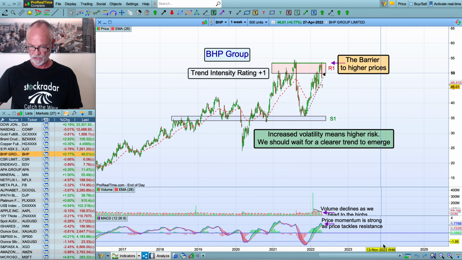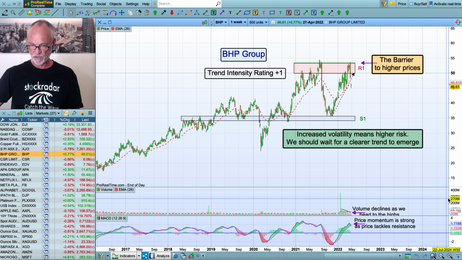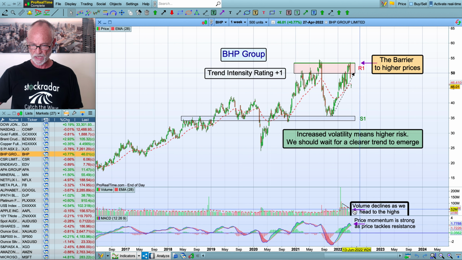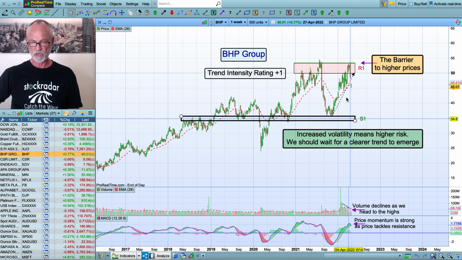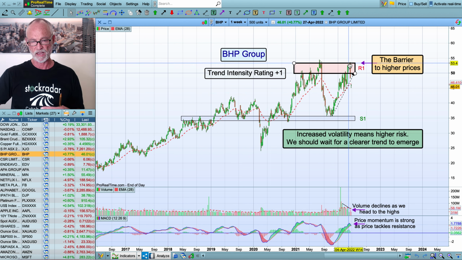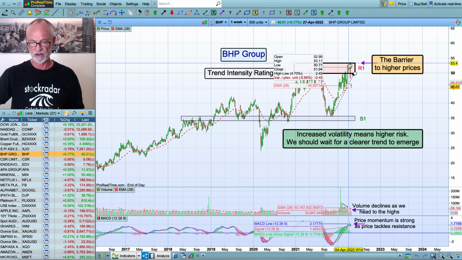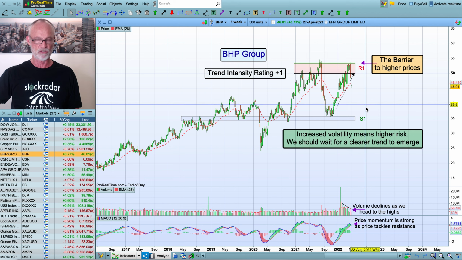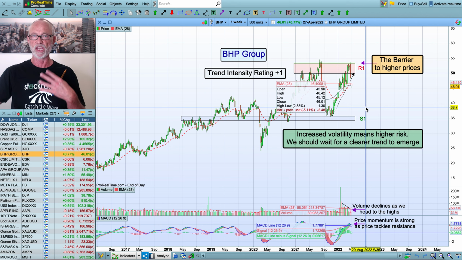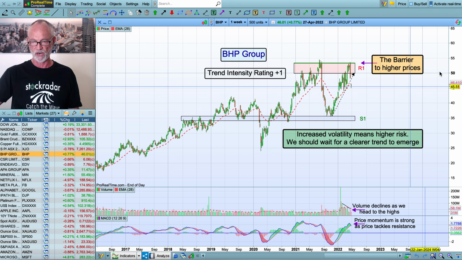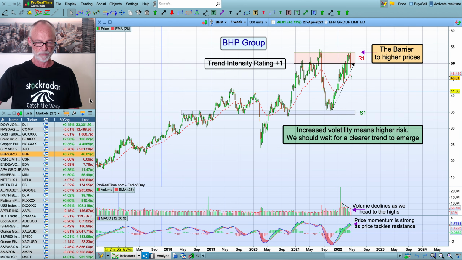So the volume here has been reasonable, momentum has been good, and this has been good, but the price has failed. So we're still back into this area here. So we're still at the barrier to high price. So either it's going to be a new high or a trend reversal from lower levels. They're the only 2 outcomes I'll take in this situation, as much as I'd love to buy BHP.